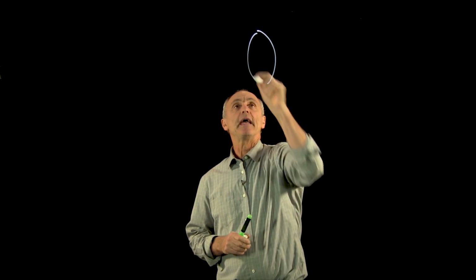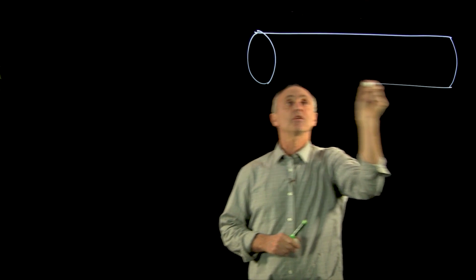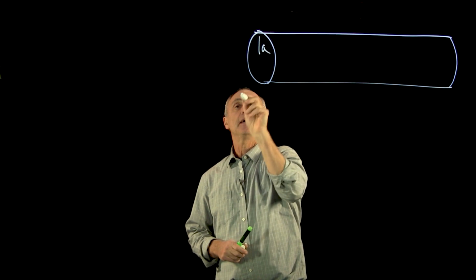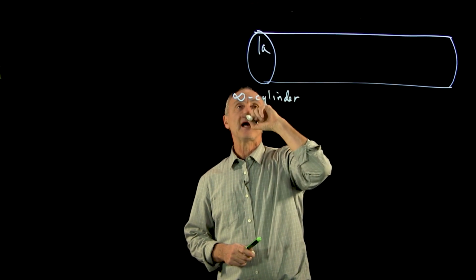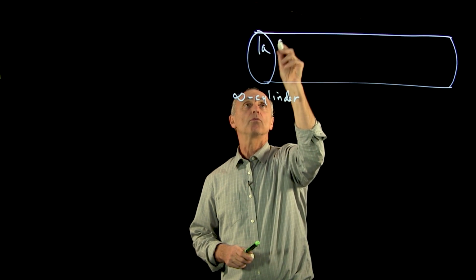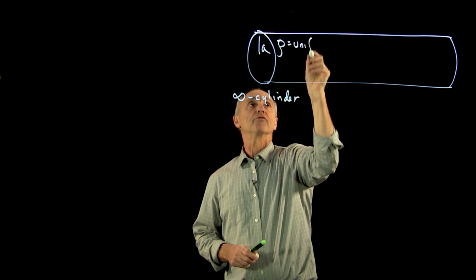We would now like to consider another example of cylindrical geometry. So let's consider a solid cylinder of radius a, and this is an infinite cylinder. The cylinder has a uniform charge density ρ, so ρ will be uniform.